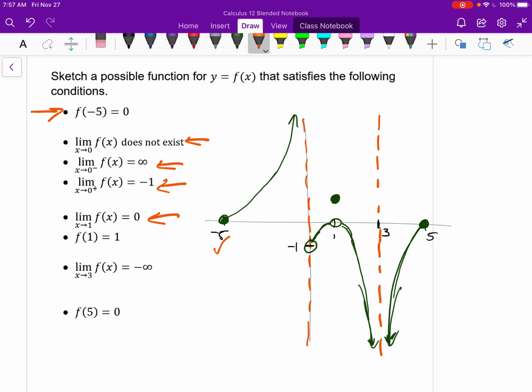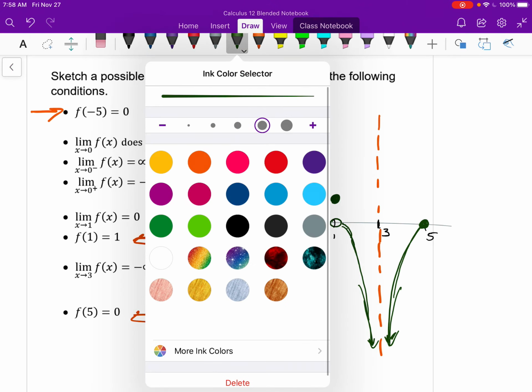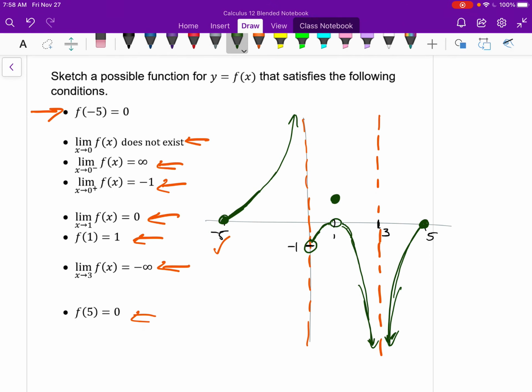I can see that. The limit as we approach 1 from either side is 0. Yep. But f at 1 is 1. That's what that point right there is. Yep. The limit as we approach 3 from either side is -infinity. And f at 5 is 0. So all I'll do is just make my marker a bit bigger, kind of draw this a bit darker. That's it. There's lots of variations you could have.